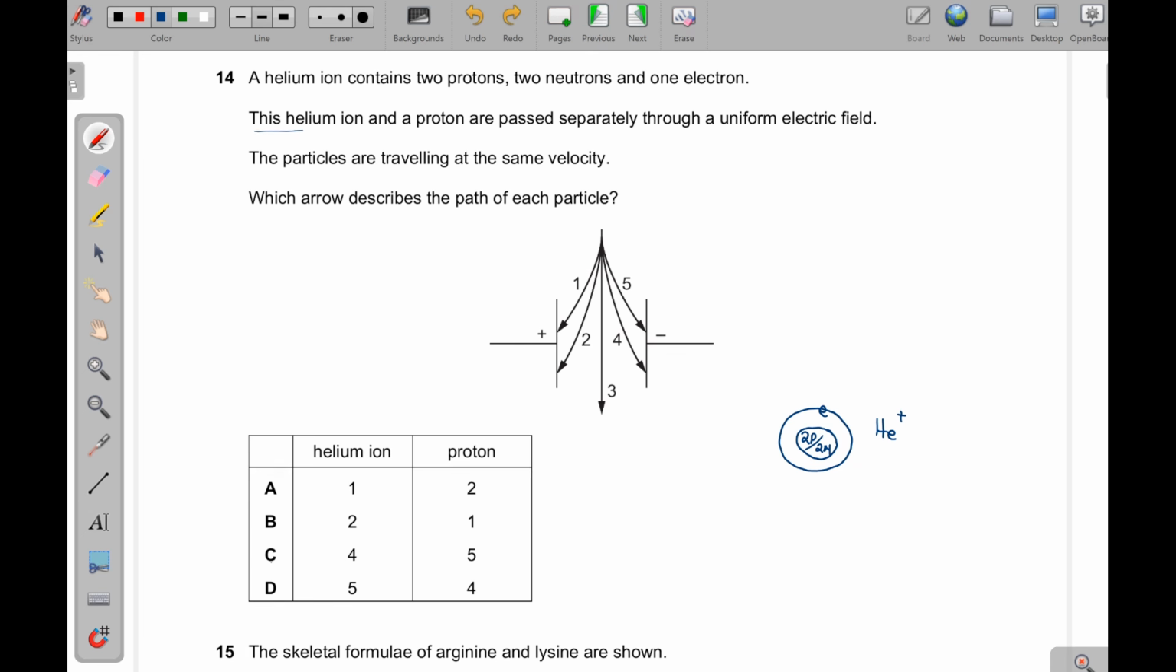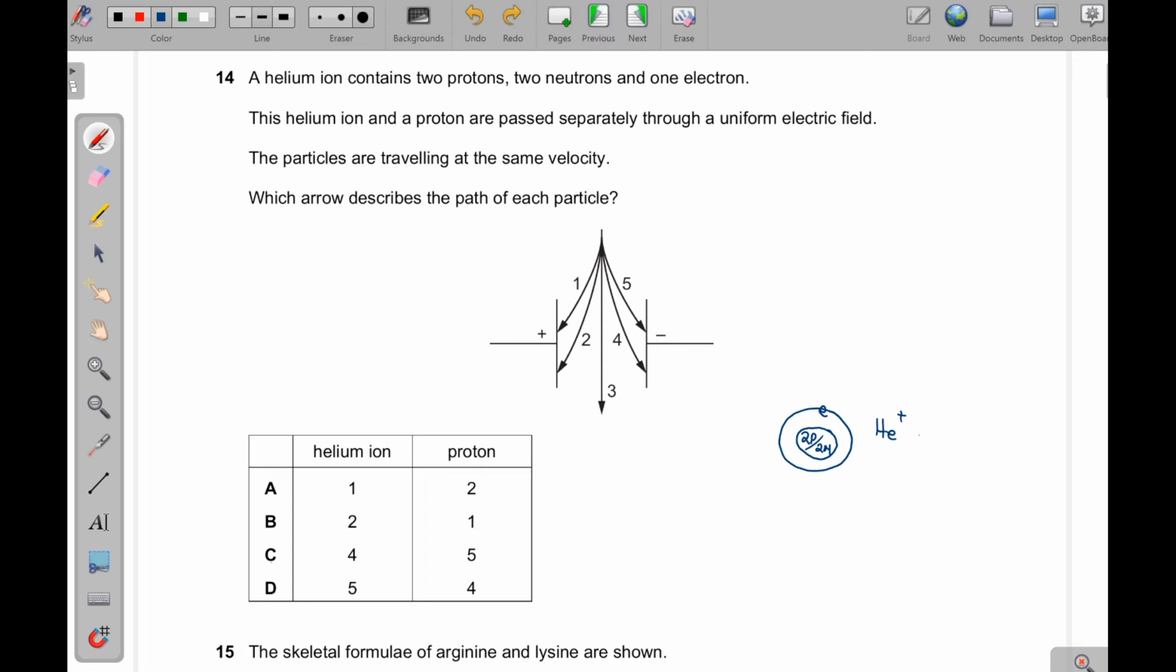Then they are saying this helium ion and the proton are passed separately through a uniform electric field. Now, the particles are traveling at the same velocity, which path describes the path of each particle. And when I look at the options here, we are supposed to focus on the helium ion and then the proton. Now, when we look at this one here, the helium has an ion.